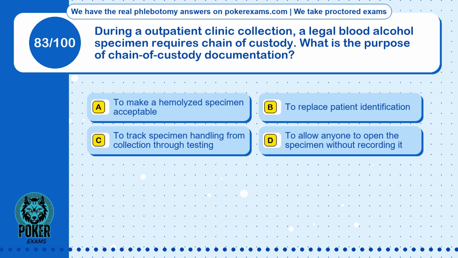Question 83. During an outpatient clinic collection, a legal blood alcohol specimen requires chain of custody. What is the purpose of chain of custody documentation? Option A. To make a hemolyzed specimen acceptable. Option B. To replace patient identification. Option C. To track specimen handling from collection through testing. Option D. To allow anyone to open the specimen without recording it.